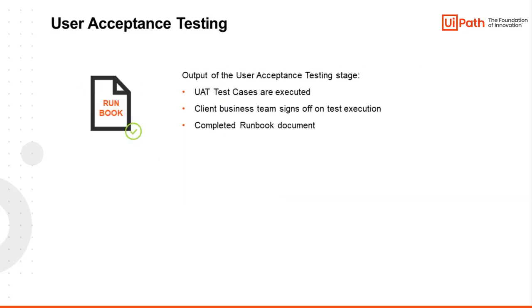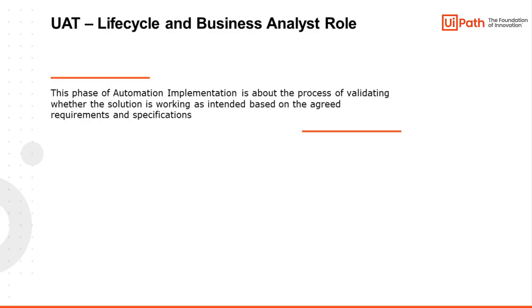On successful testing, UAT test cases are executed, and the client business team signs off on test execution. This phase of automation implementation is about the process of validating whether the automation solution is working as intended based on the agreed requirements and specifications.